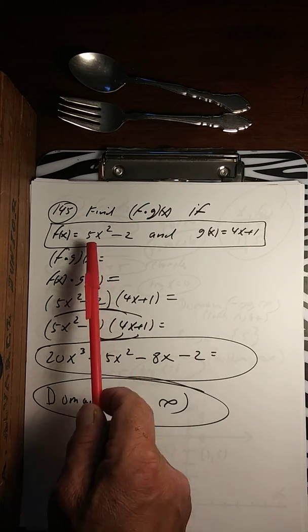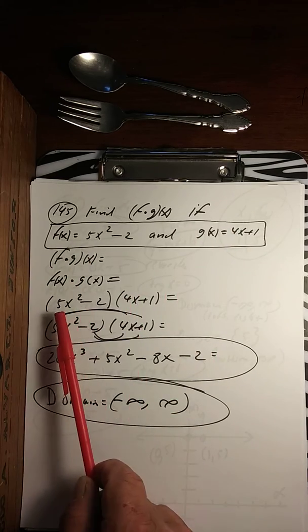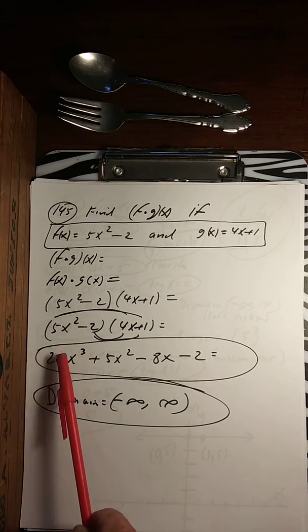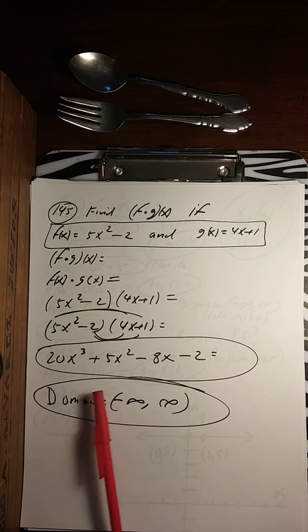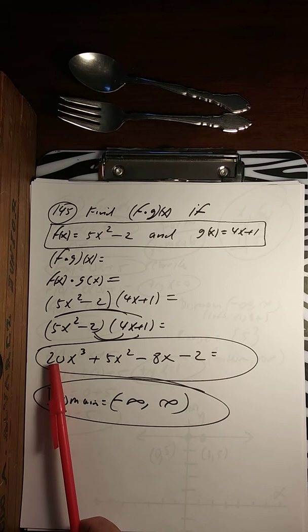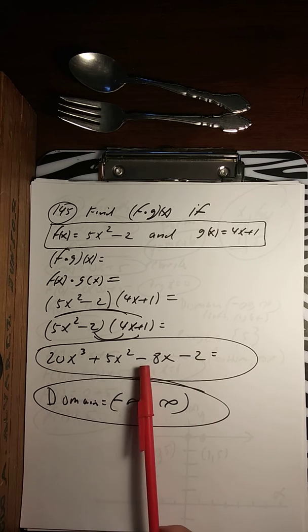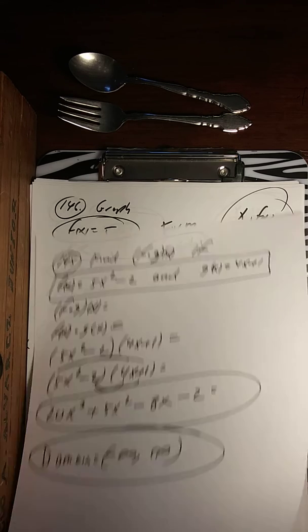f times g of x. Okay, so this one times f and g. So f of x times g of x. So you go that times that is this 20x cubed. That times that is 5x squared. That times that is 8x. That times that is negative 2. So we have 20x cubed plus 5x squared minus 8x minus 2. And domain is negative infinity to infinity again.